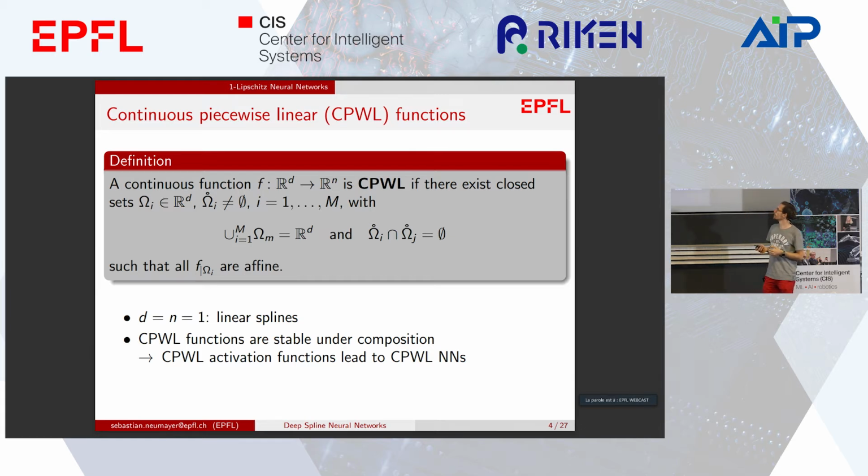A really simple case is if we put D and N equal to 1, then we're just back in the setting of linear splines. I guess everyone has seen them in a basic maths lecture. And one particularly nice thing about CPWL functions is that they are stable under composition. So if you compose them, you get back another piecewise linear function. The same would hold in general for polynomials, but then the order will actually explode. So there are not too many function spaces which are actually closed under composition.